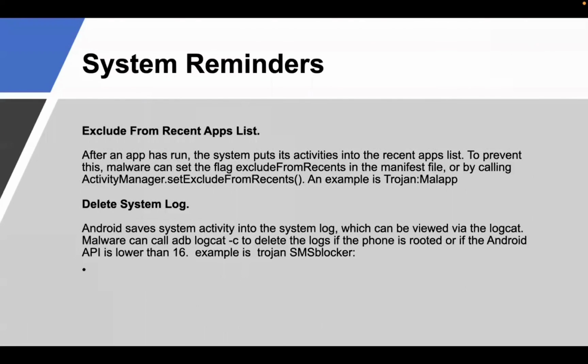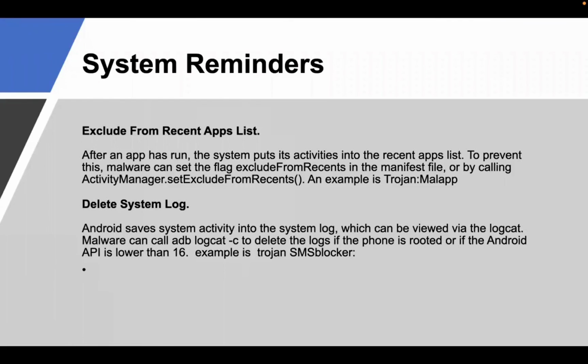System reminders. Exclude from recent app list. Whenever we use an app, it will come under recent apps in the background. To prevent this, malware can set the flag excludeFromRecents in the manifest file, or by calling ActivityManager setExcludeFromRecents. An example is Trojan Malap.